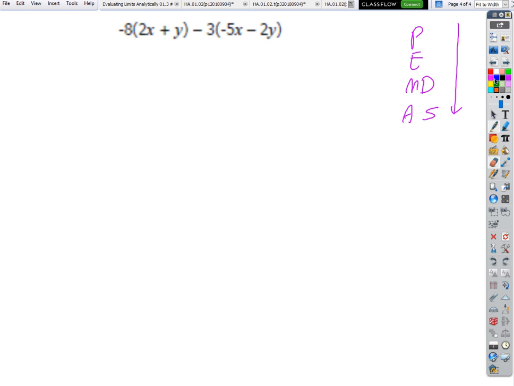Okay, you need to distribute? Good. There are no parentheses to deal with, so we can cross that one off. There's nothing to do there, because in both sets of parentheses, neither one has like terms to add up, correct? Exponents, there are no exponents. Multiplication and division, okay, good.